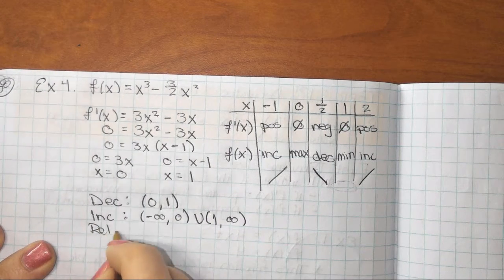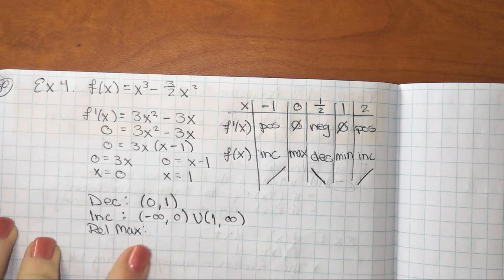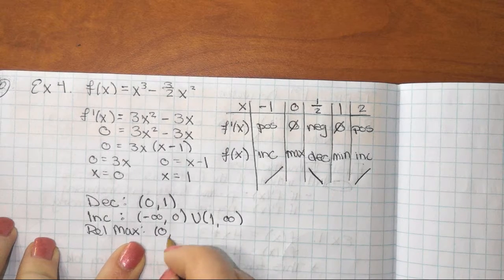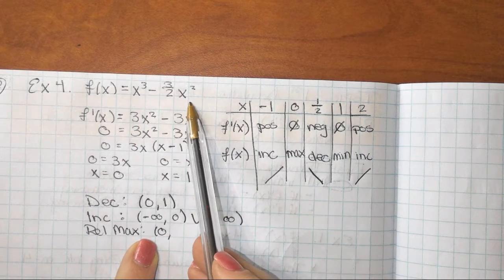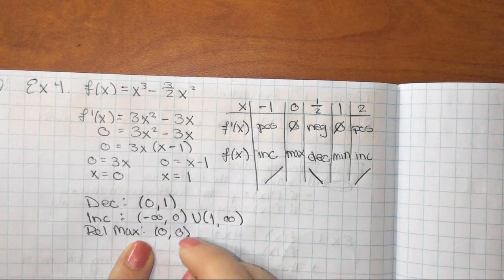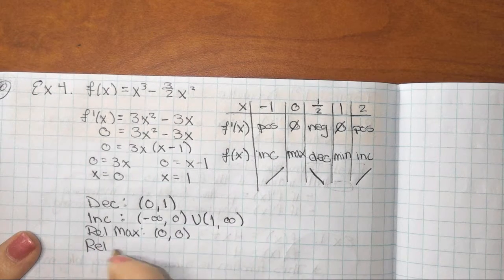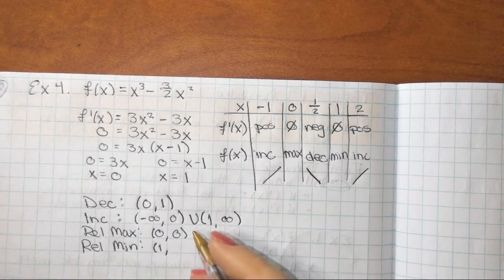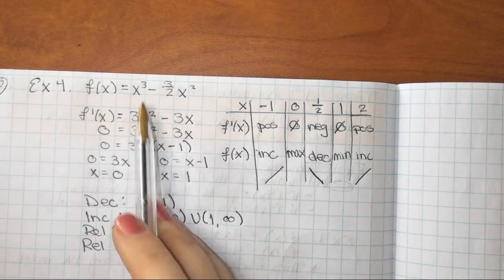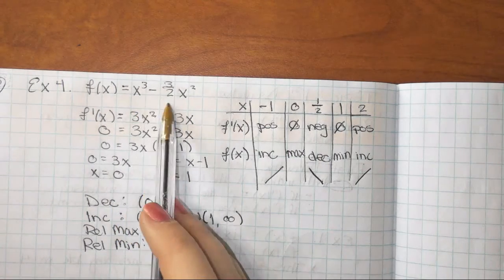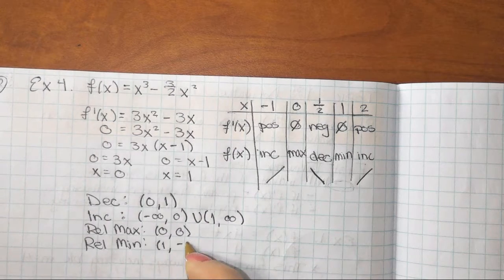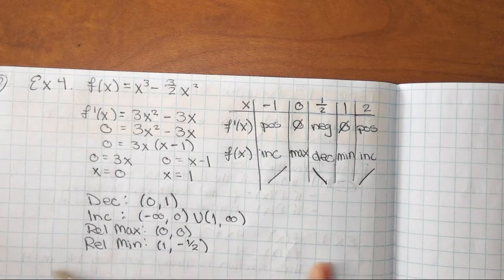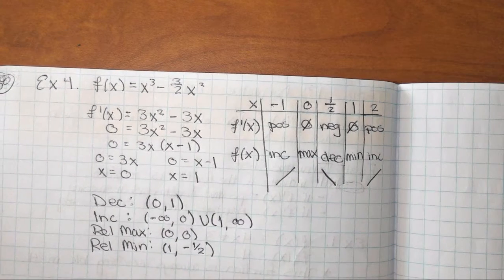We have a relative max at what? The x value is 0, but I have to go back to the original function up here. It's also going to be 0. You have a relative min at 1, comma, I plug in 1, I'm going to get 1 cubed is 1 minus 3 halves times 1, so I'm going to get negative 1 half. And I know all of this information about this function without ever graphing it by using calculus.